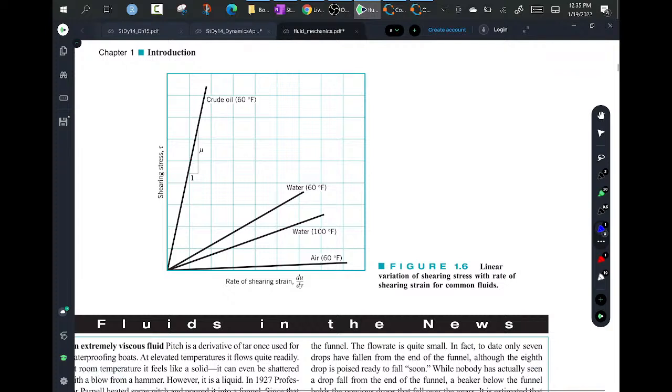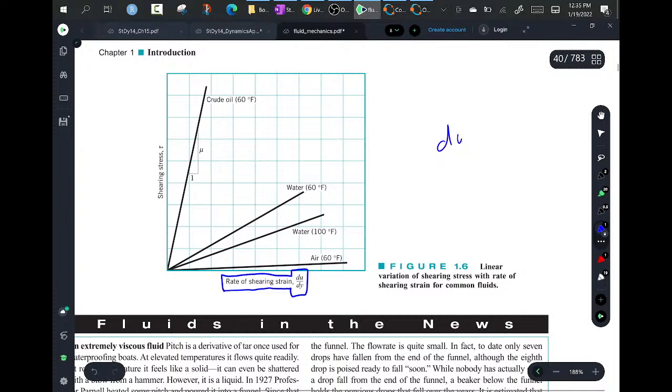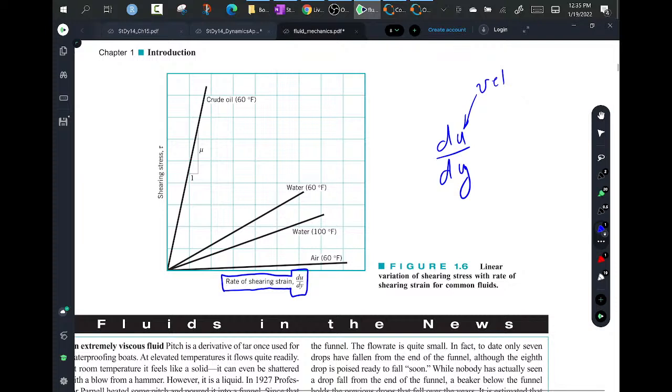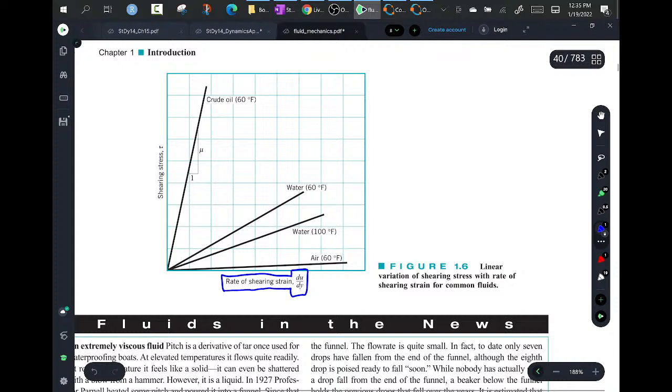Now, here's some cases like this. What they've done is they've done some experiments, and they found out, well, here's your shearing strain rate, which is similar to the strain in mechanics and materials, except instead of this being a deflection, it's a velocity. So it's a strain rate instead of just a strain. And so you get a similar relationship.